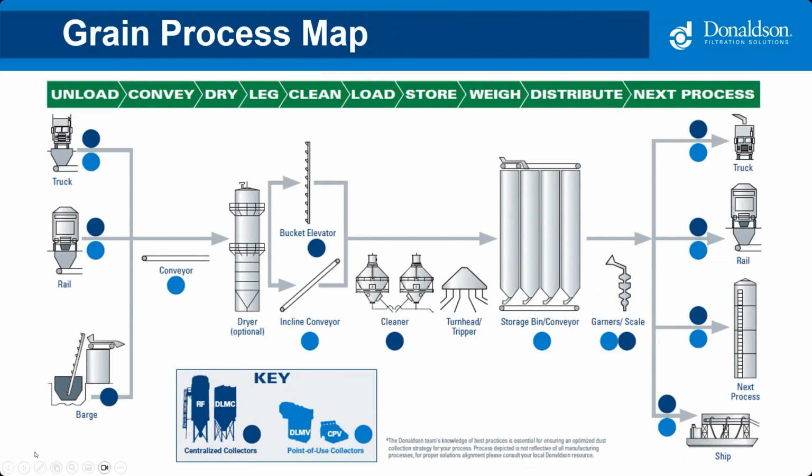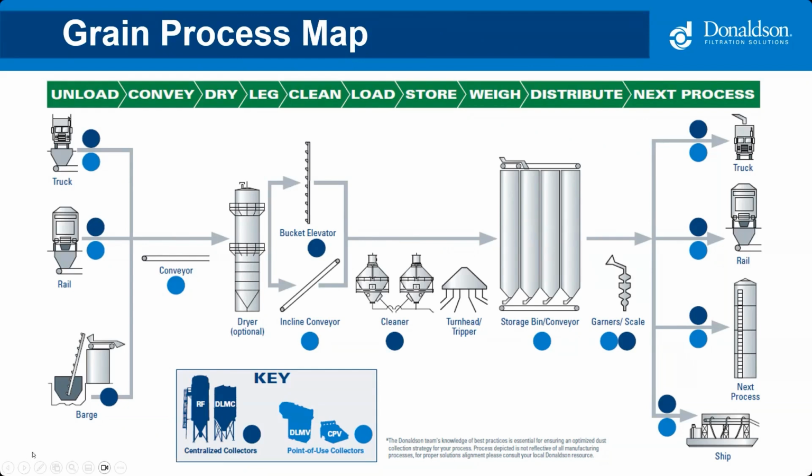Then it's sent to a conveyor. Occasionally it goes to a dryer if necessary. From the dryer, it goes to the bucket elevator or an incline conveyor. Then it can go to a cleaning system. You'd really be surprised all the different stuff that gets into grain: dirt, trash, all kinds of stuff. We want to make sure we clean that. Then it would go to a turn head or a tripper.